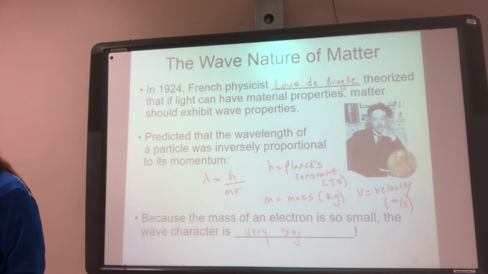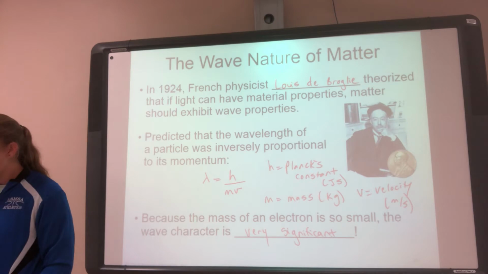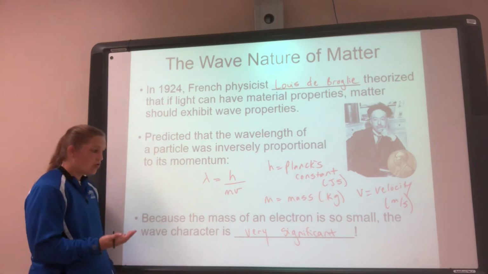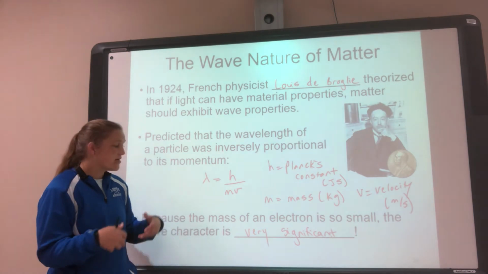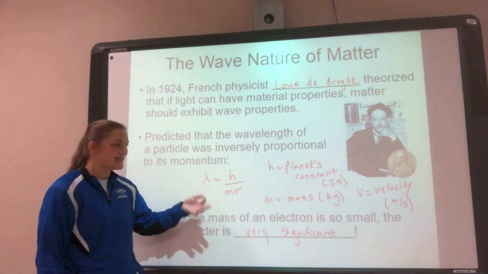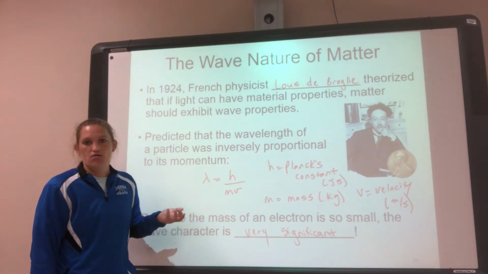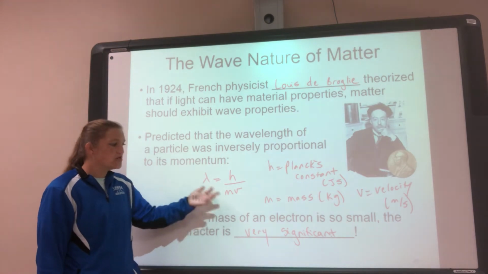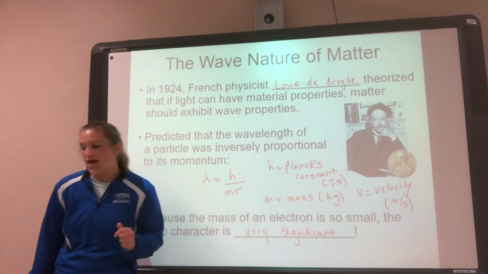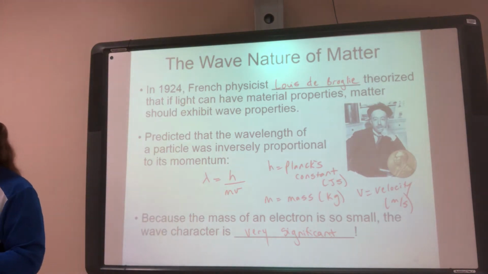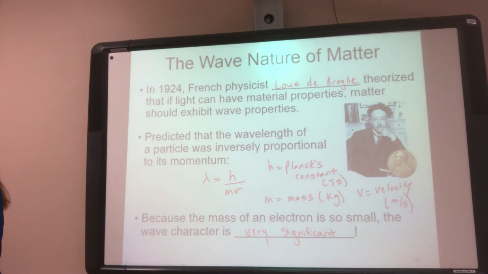So because I'm talking about a particle very small in mass, its wave nature is going to matter. It's going to matter enough that I need to take this into consideration. Okay? So the wavelength is going to be affected by the velocity, how fast I'm going. So let's look at a problem.